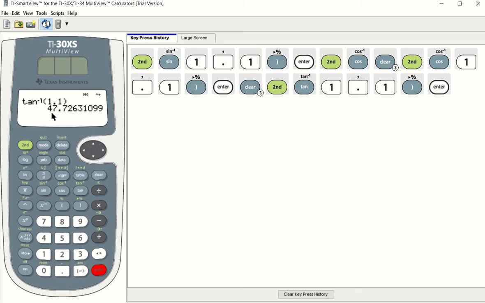That's given us a value there. So if the opposite divided by the adjacent was 1.1, that must mean that the angle is 47 degrees. Let's go back to OneNote.